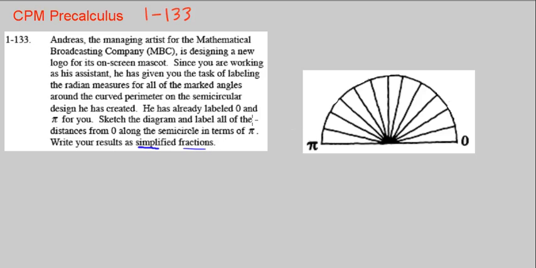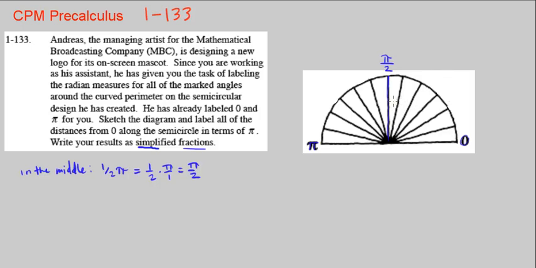Okay. So here we have 0, right? And here we have pi. So going around the circle, let me start by cutting this semicircle in half. We know that in the middle, we have half of pi, which is 1/2 times pi over 1, which is just pi over 2. So right here we have half of pi is pi over 2, right?